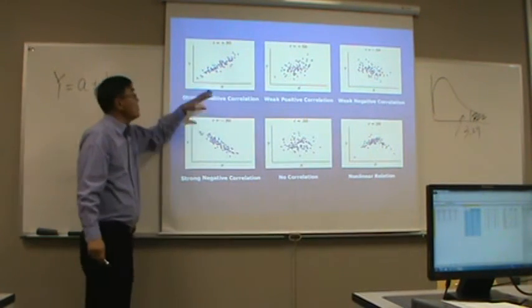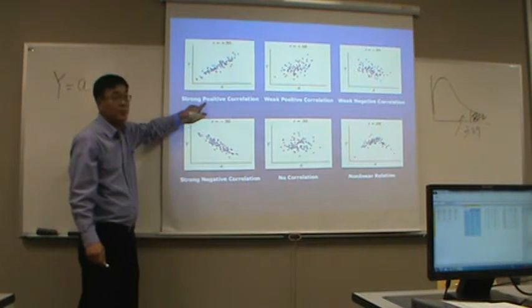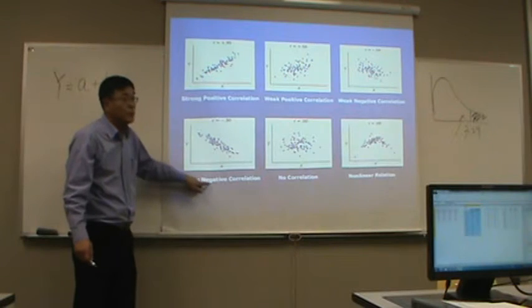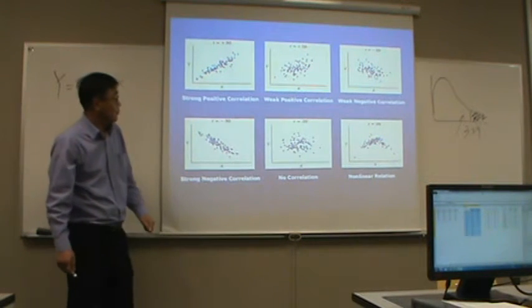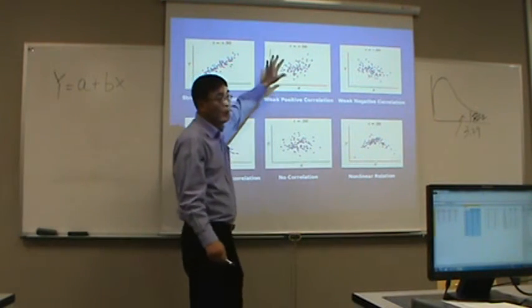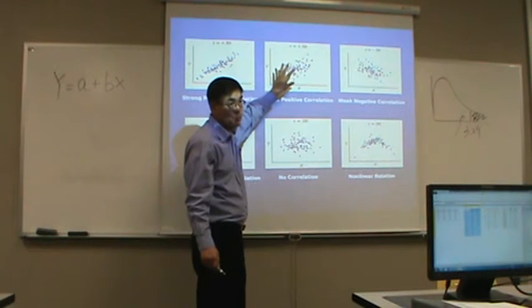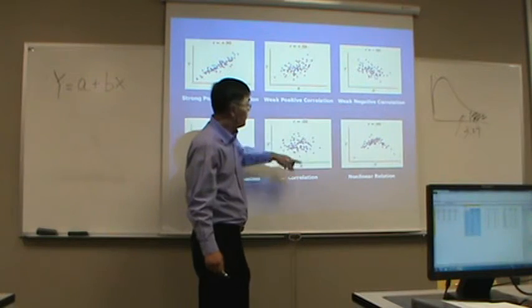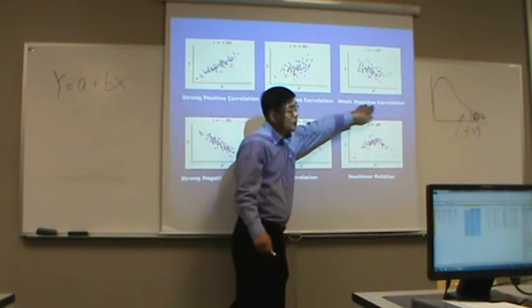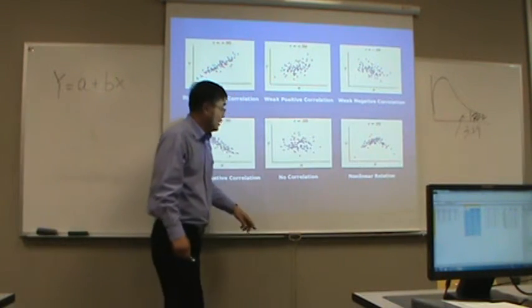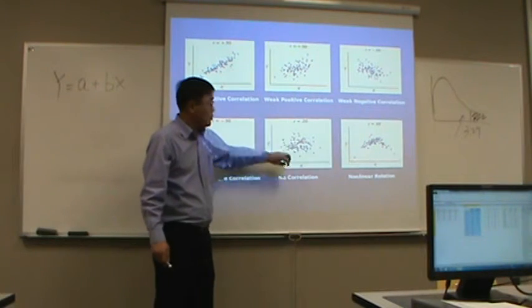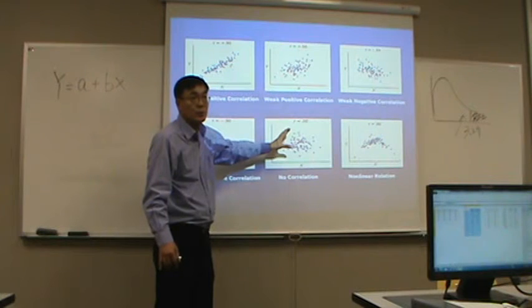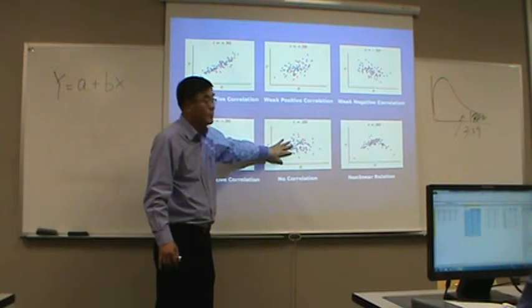Closer to 1, strong positive. Closer to -1, strong negative correlation. About 0.5, there is a relationship, but not much. Weak positive, weak negative. If R equals 0, scatter, then there is no direction, no relationship.